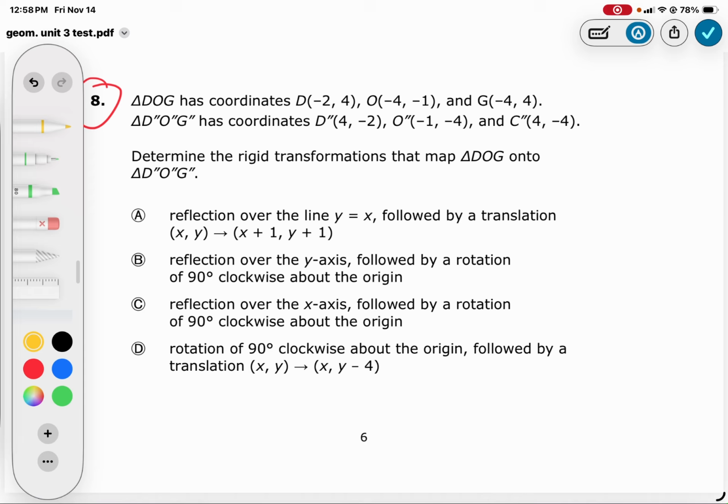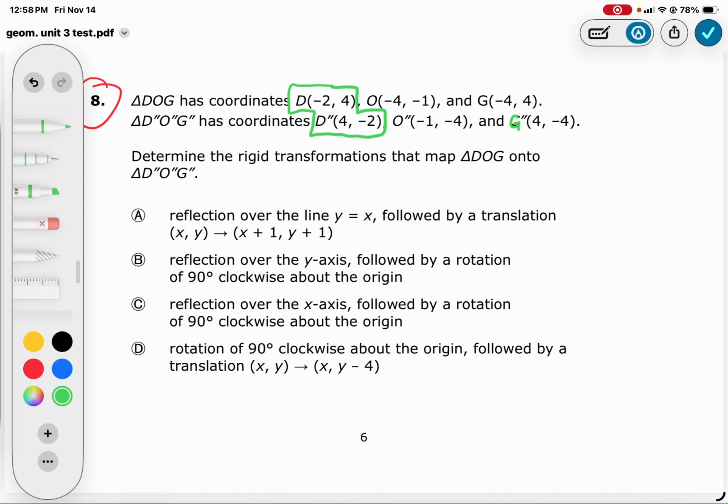Let's see here. We're going to first start off by choosing one letter to map to itself, and I'm going to choose D. This is the first one. It doesn't matter. Somebody else could choose O, another person could choose G. No matter what, you're still going to get the correct answer.